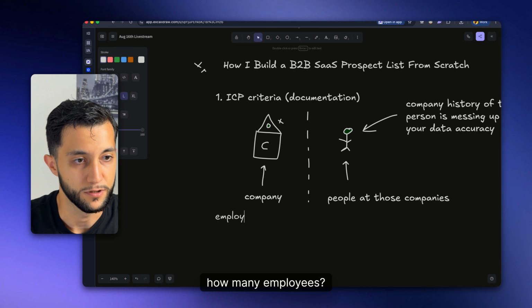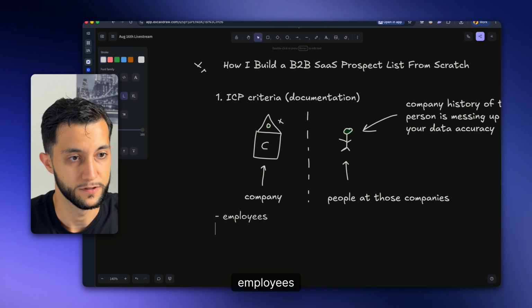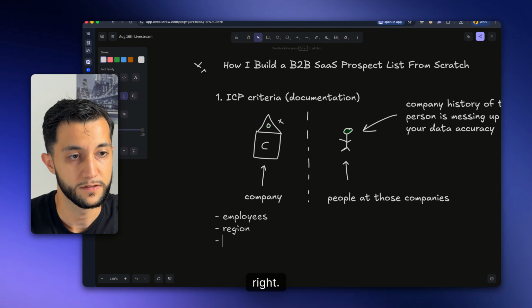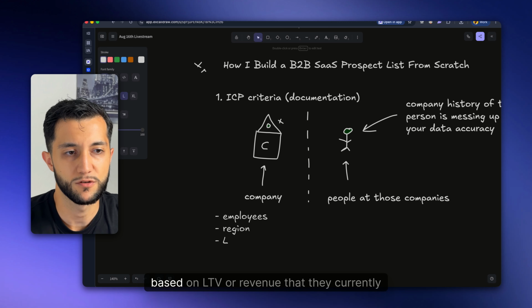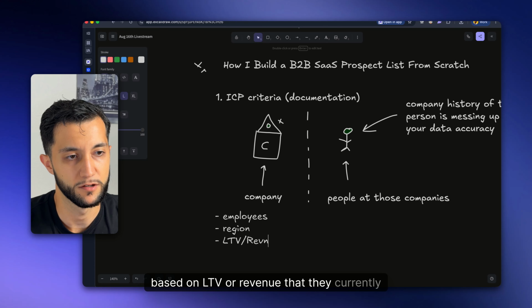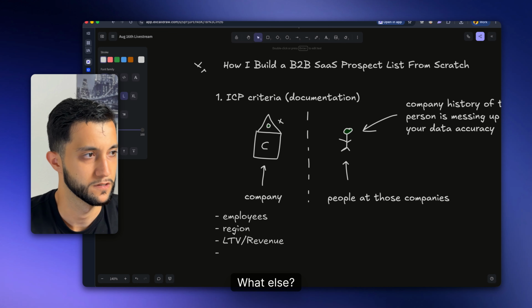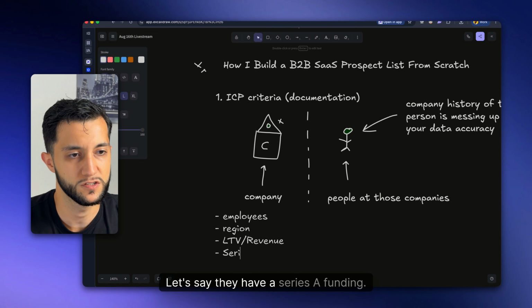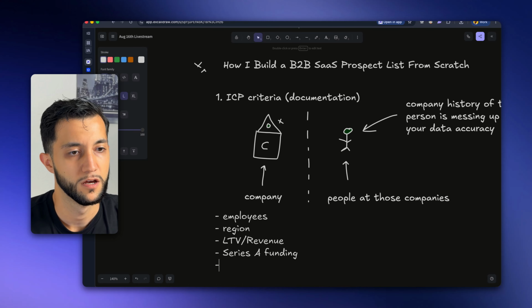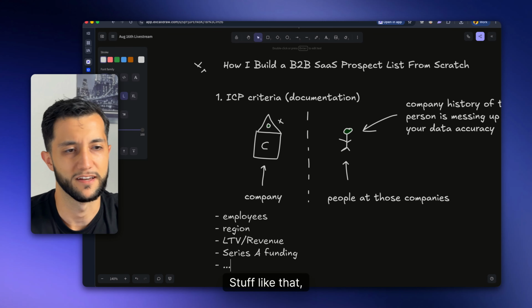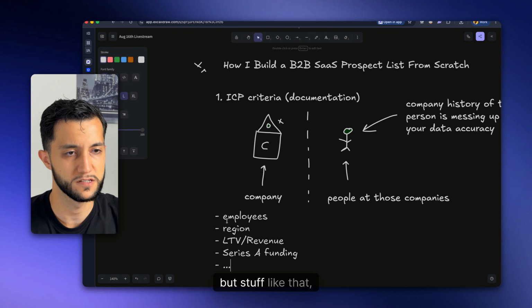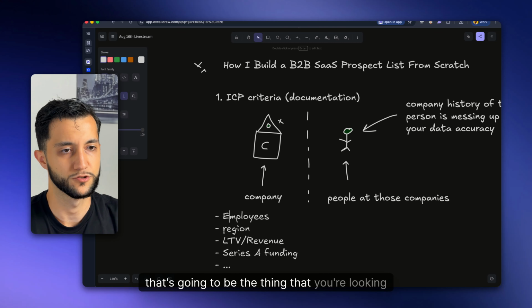How many employees? Boom, employees. Region, right? Maybe based on LTV or revenue that they currently generate. What else? News, right? Let's say they have a Series A funding. What else? Stuff like that, right? I don't want to make it too complicated, but stuff like that. That's going to be the thing that you're looking for.